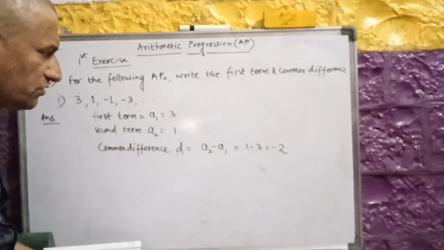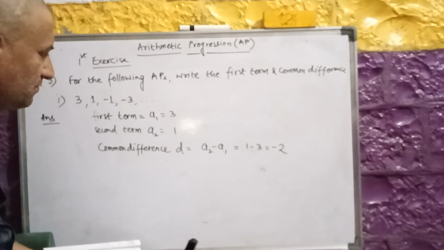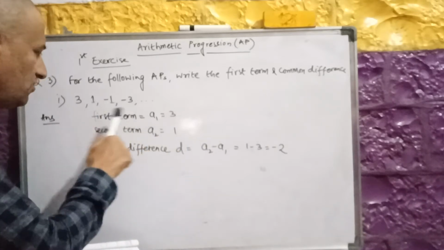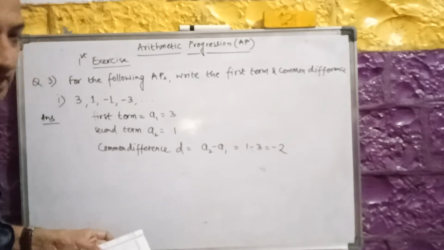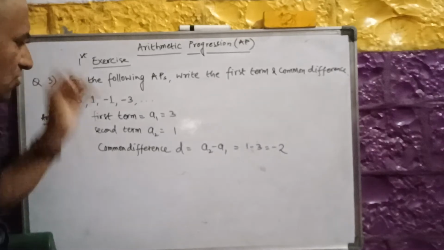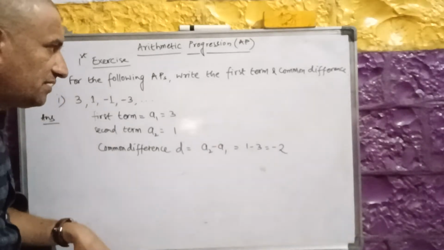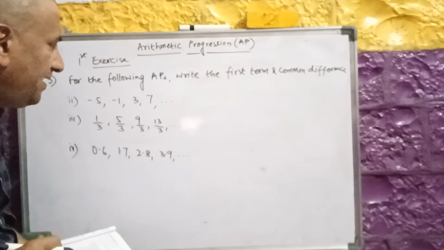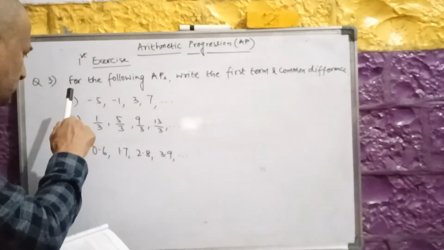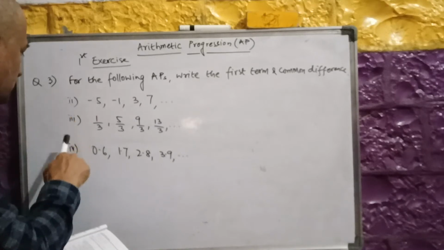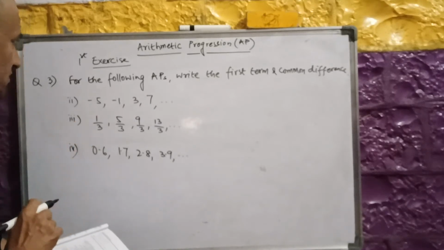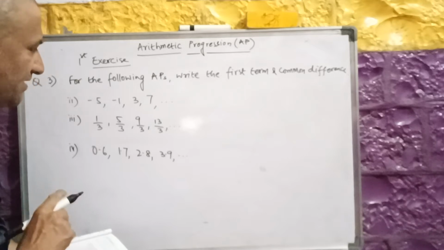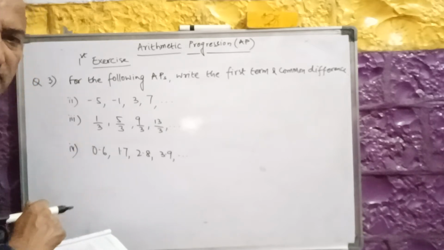So take any two consecutive terms. If you do a subtraction between them, you will always get minus 2. Let's say minus 3 minus of minus 1, you get minus 2. Minus 1 minus of 1, you get minus 2. So for any two consecutive terms, higher term minus the preceding term, you will always get the common difference. This is how you need to find the first term and the common difference. Similarly, find the first term and the common difference for the next three sub-questions, that is 2, 3, and 4 of question number 3 in the first exercise of arithmetic progression. Pause your video here and check whether your answer matches with the answer that I gave.